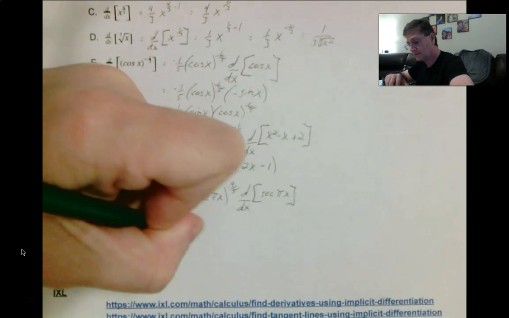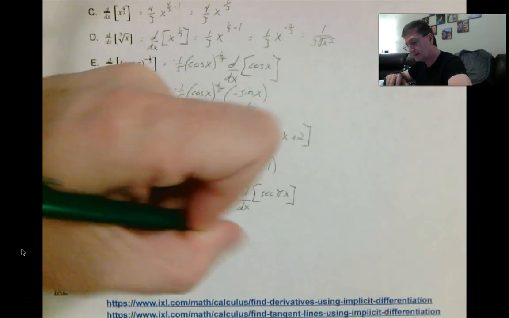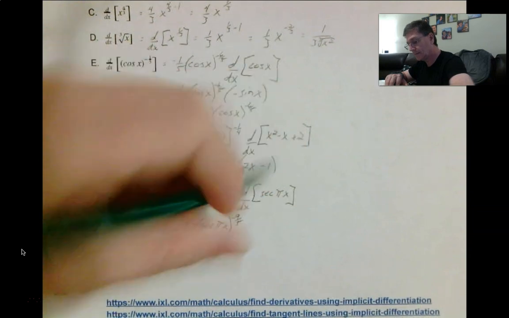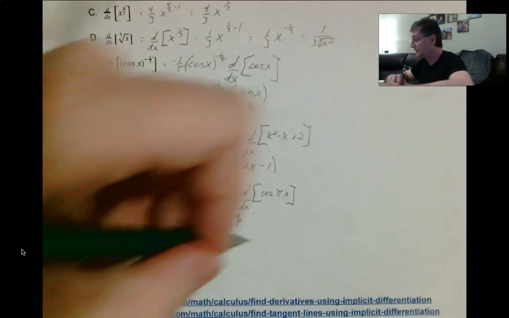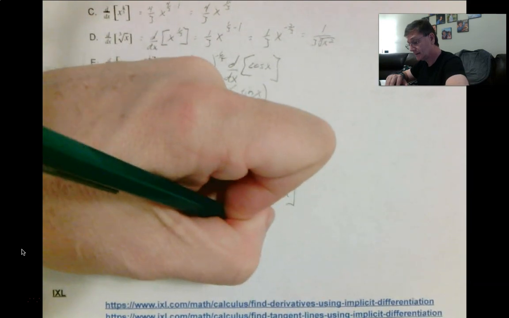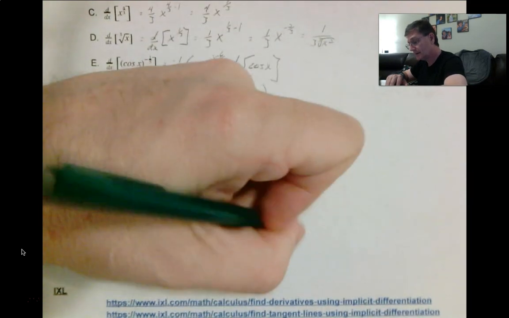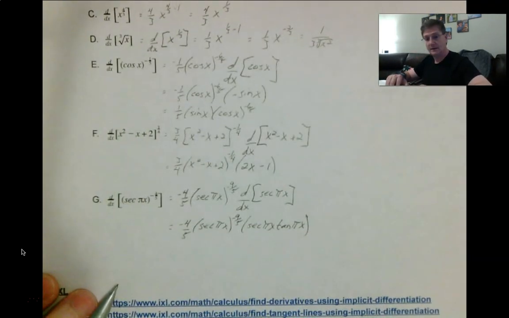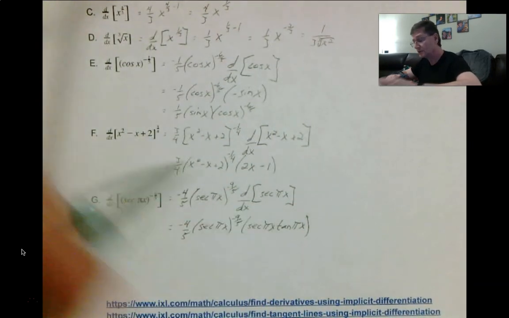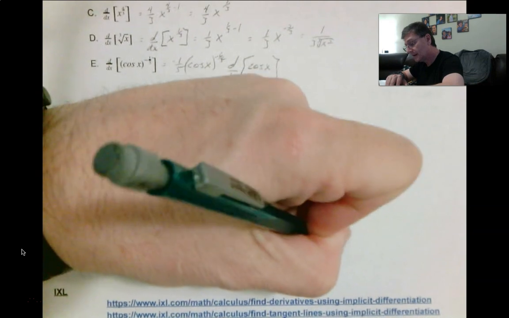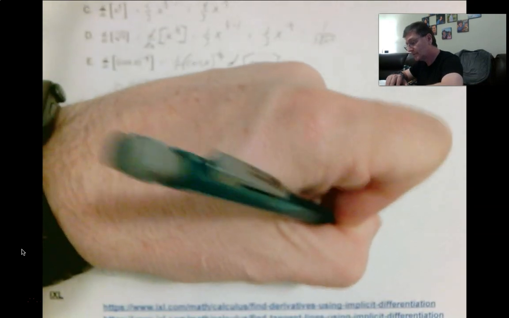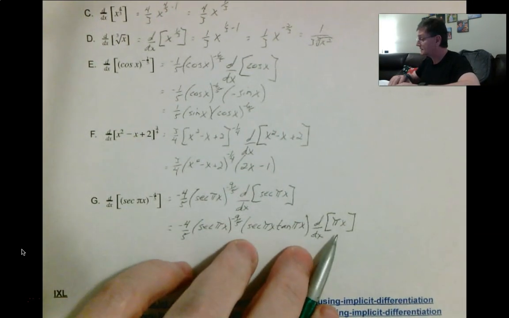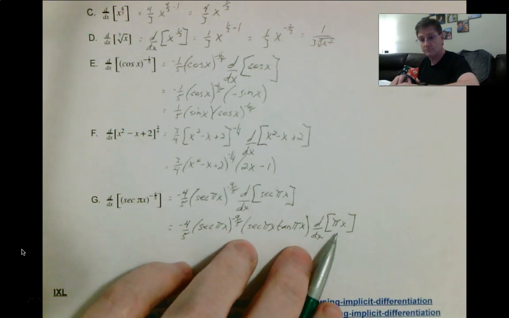Negative 4/5 secant pi x to the negative 9/5 power times derivative of secant is secant pi x tan pi x times the derivative of the inside function, chain rule, d dx pi x. Derivative of pi x is pi.